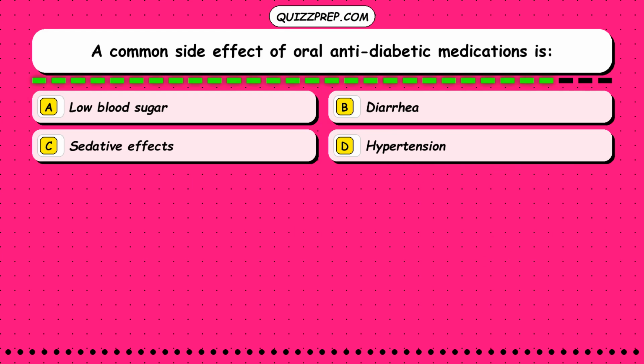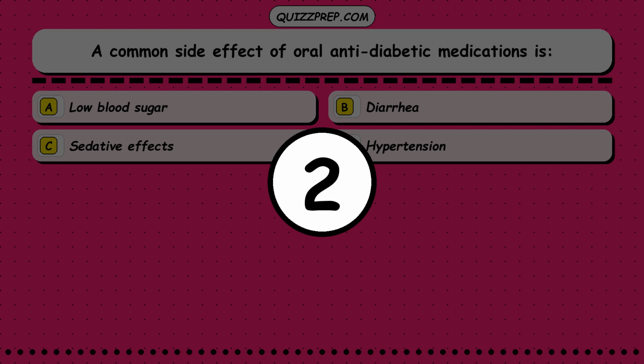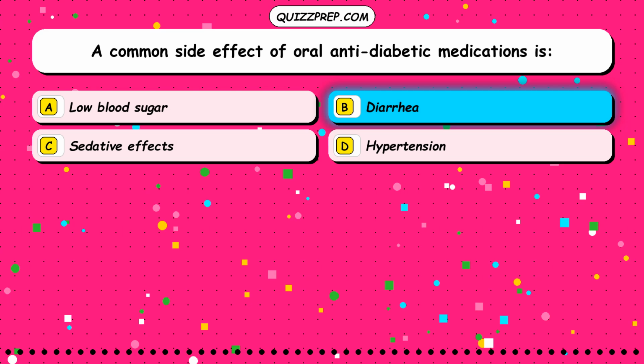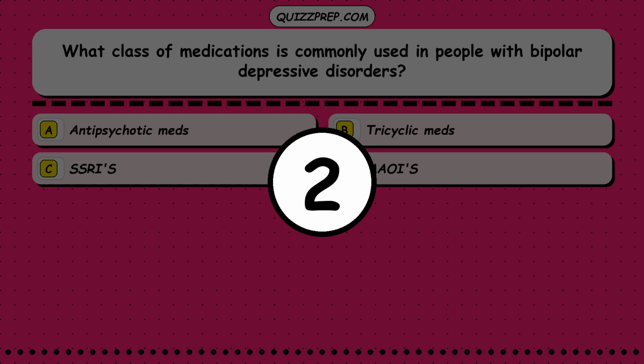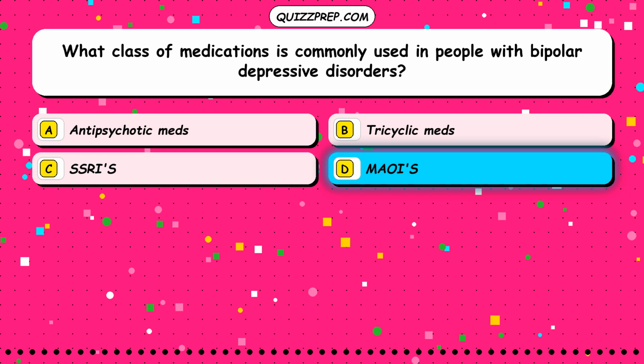Question 364. A common side effect of oral antidiabetic medications is: Option A, low blood sugar. Option B, diarrhea. Option C, sedative effects. Option D, hypertension. The correct answer is option B, diarrhea. Question 365. What class of medications is commonly used in people with bipolar depressive disorders? Option A, antipsychotic meds. Option B, tricyclic meds. Option C, SSRIs. Option D, MAOIs. The correct answer is option D, MAOIs.